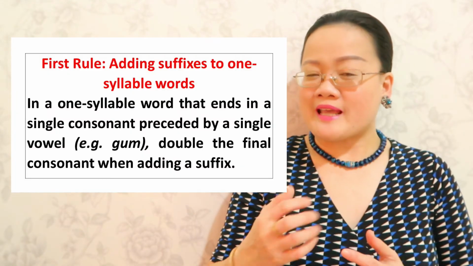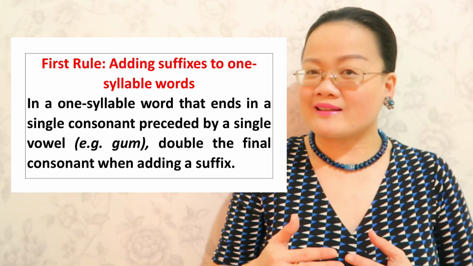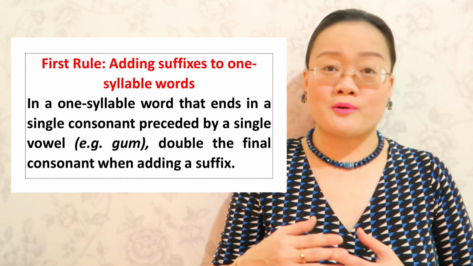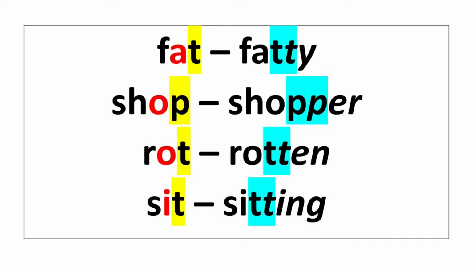Again, the first rule states that if you have a one-syllable word, you just have to double the final consonant and then add another letter or group of letters to form a new word. Let's read the following one-syllable words with a single vowel before the final single consonant here. Observe how they are spelled when a suffix is added to each of them. The red letters are the vowels, the highlighted letters in yellow are the final consonants, and those in blue are the doubled consonants when a suffix is added to these words.